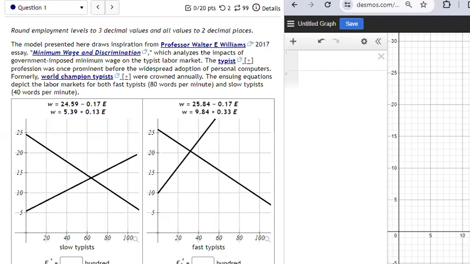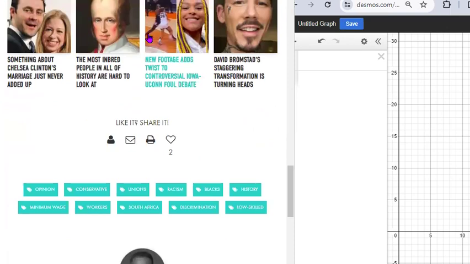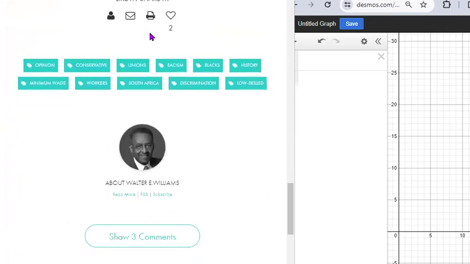In lesson 1 of chapter 9, labor market discrimination, the model presented here draws inspiration from Professor Walter E. Williams' 2017 essay, Minimum Wage and Discrimination. It's a pretty fascinating article. It's not too long, actually pretty short. That's Professor Walter Williams. He passed away a couple years ago.